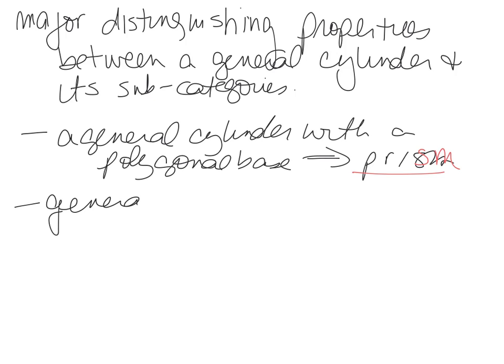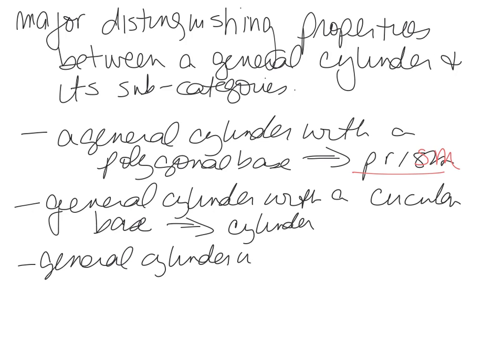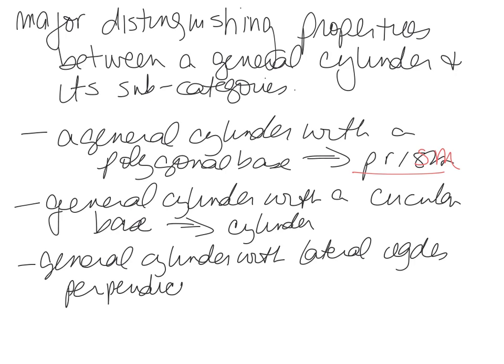A general cylinder with a circular base is called a cylinder, and a general cylinder with lateral edges perpendicular to the base is a right general cylinder.